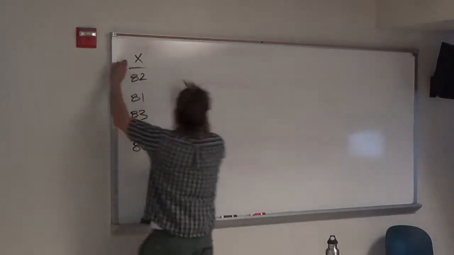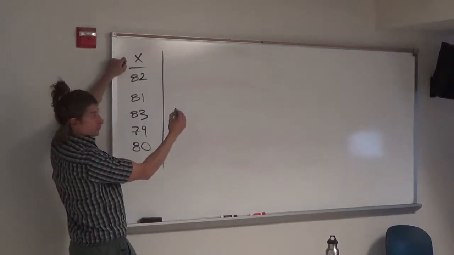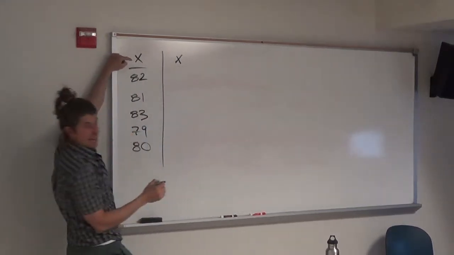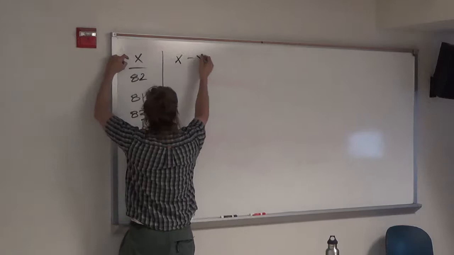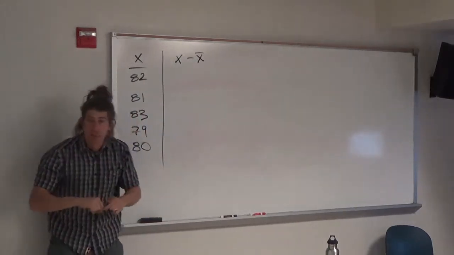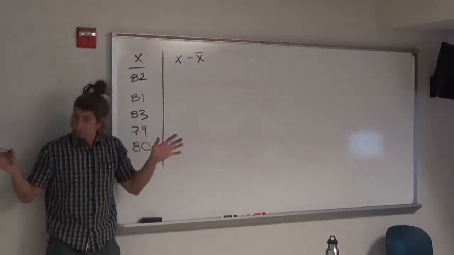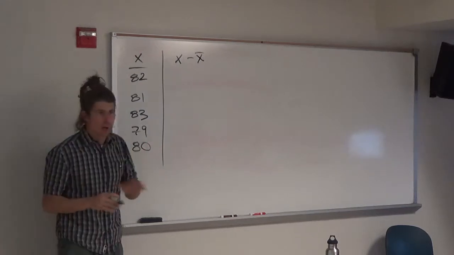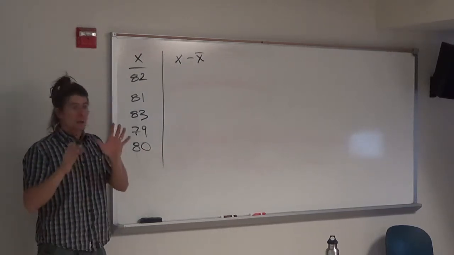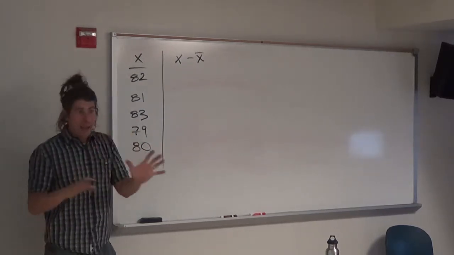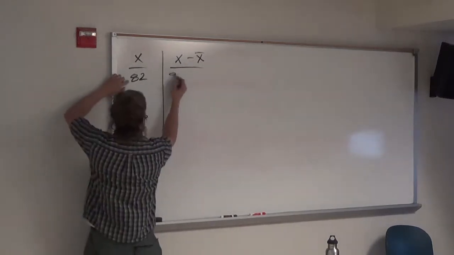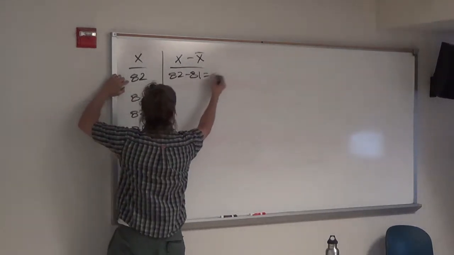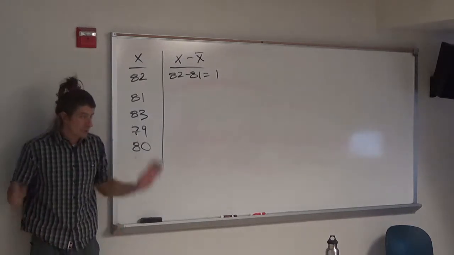Let's do, so I'm going to make a new column here. Okay, X, which is the data point, minus X bar, which is the average, the sample average of their scores. Now that looks a little bit cryptic, but that's all it is. It's the difference of the data point and the average. Okay? So 82 would be 82 minus 81, or 1, which would tell us what?